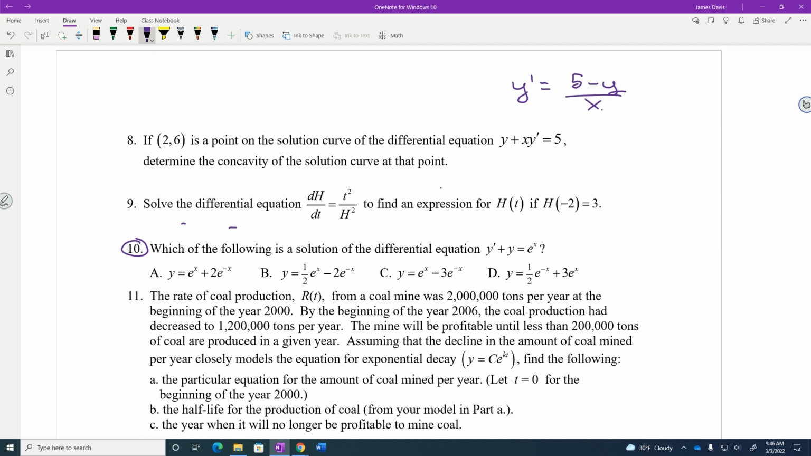So then y double prime equals, and this is actually a quotient rule, right? Because remember the quotient rule, it's the derivative of the top times the bottom minus the original top times the derivative of the bottom, over the bottom squared. So that's stuck in there. We've got to do the derivative of the top first. So how do we write the derivative of 5 minus y? What's that going to be?